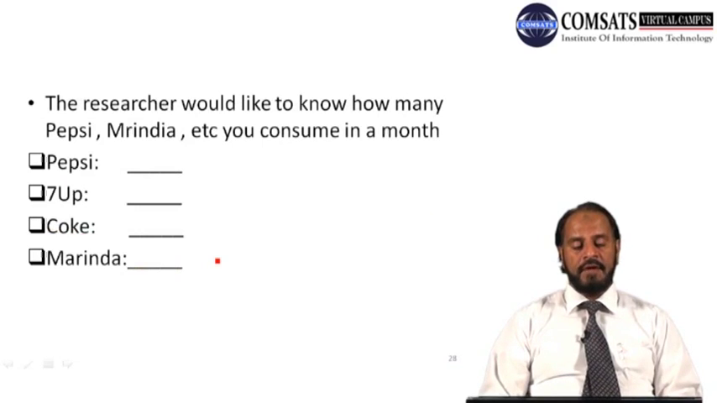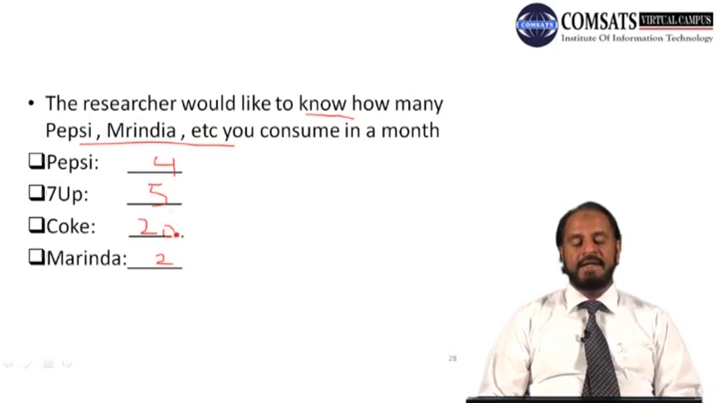The fourth scale, as far as ratio is concerned, you can have a question which might be addressing that. The researcher would like to know how many Pepsi, Mirinda, etc. you have consumed in a month. This can be easily converted, but now you're limited. You're giving a specific figure as to what you consume.